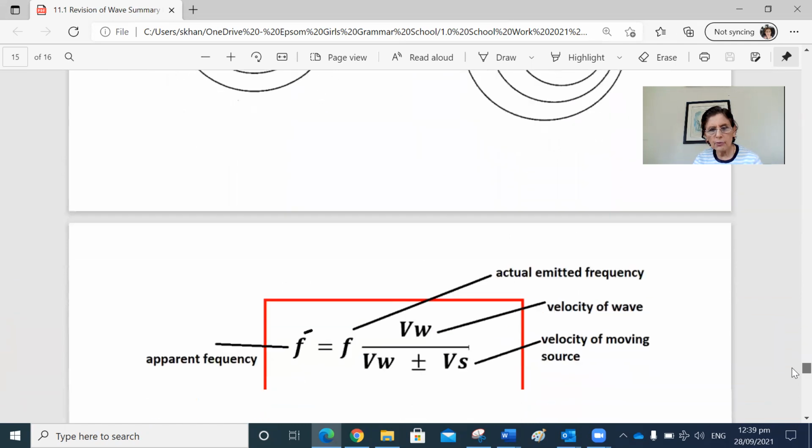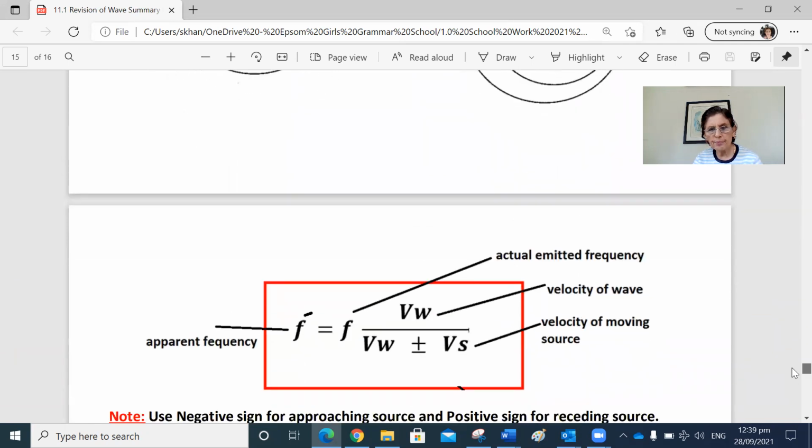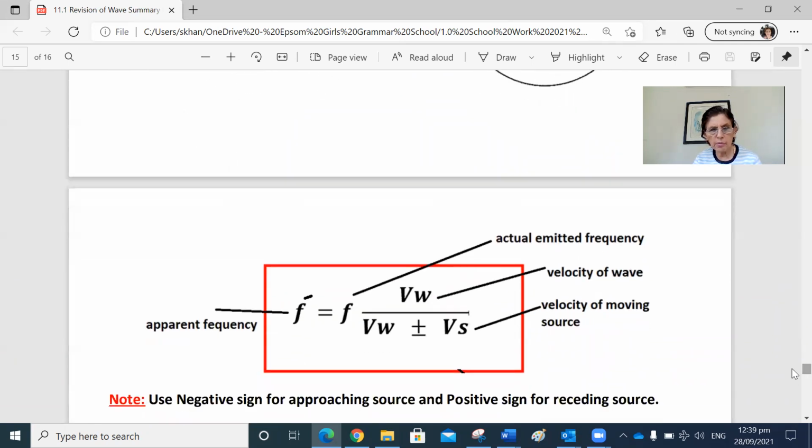So how do we find the apparent frequency heard by an observer? So that's the formula. f dash is the apparent frequency. f is the emitted frequency. v is the speed of the sound wave, which is constant in air. And that's again the speed of the sound waves, plus or minus the speed of the source.